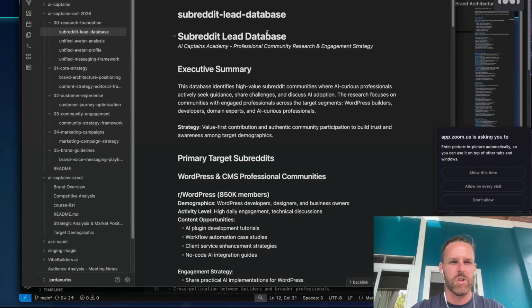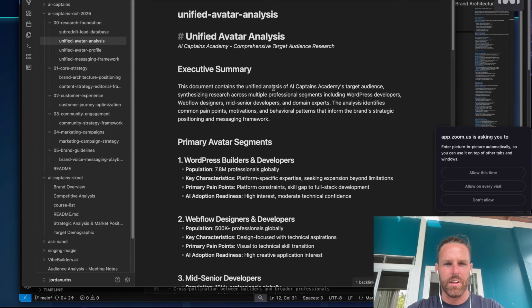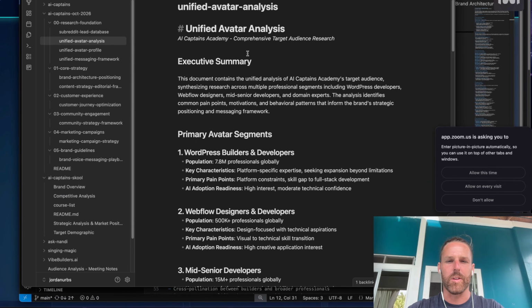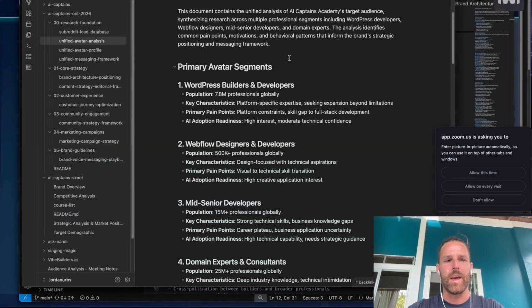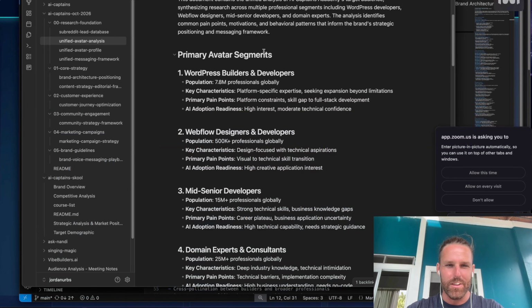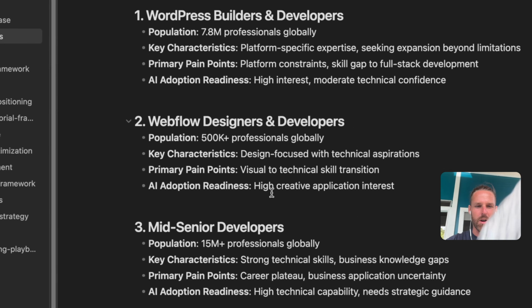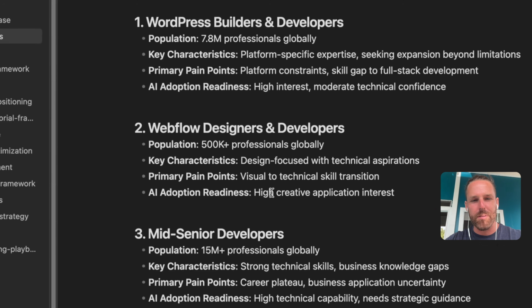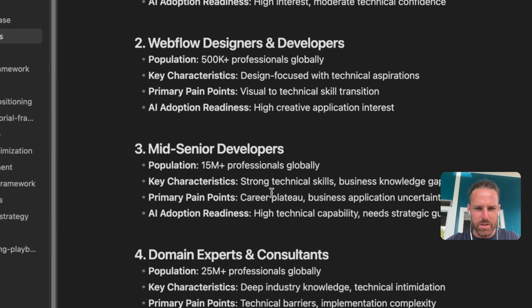So the first thing the research gave me is a lead database. This is all the research. An analysis of, hey, what unifies the Dinos and the coders and the technical people, right? What unifies all of us? And so it started figuring that out based on what it found on Reddit. So it went through WordPress, Webflow, WordPress builders, Webflow designers, mid-senior developers, domain experts, and consultants.